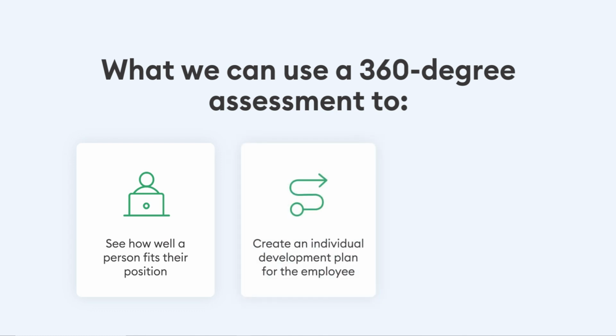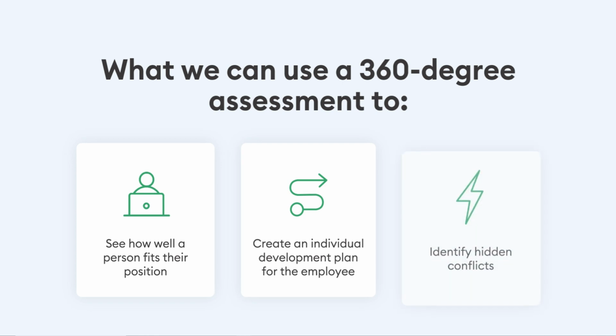Second, you can create an individual development plan for the employee. iSpring Learn can show an employee's strengths, hidden potential, and areas that need development in the form of visual competency reports. You will be able to assess them in real time and decide whether to promote them or change their position.